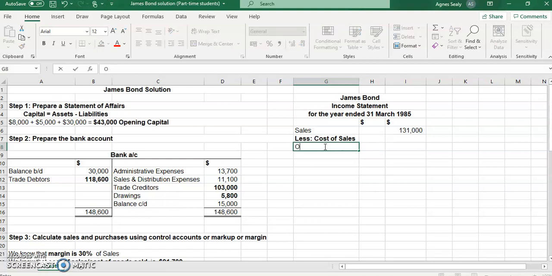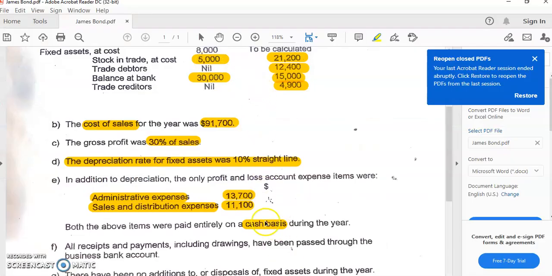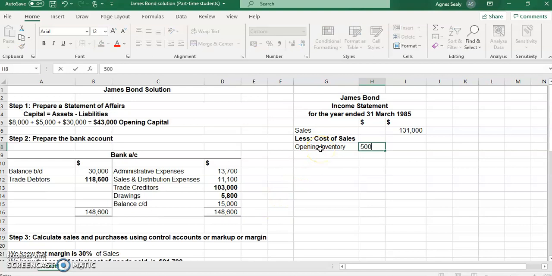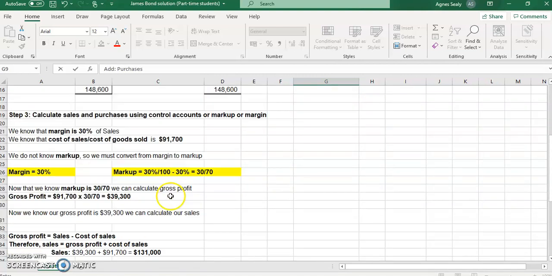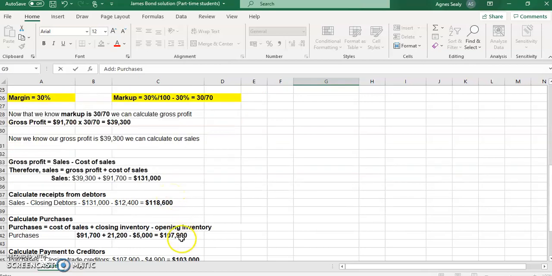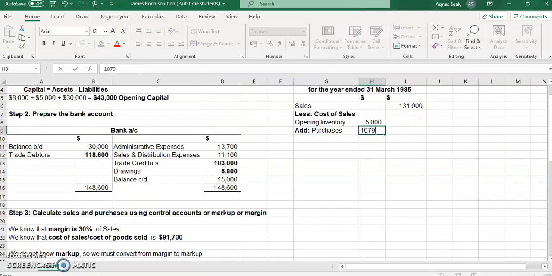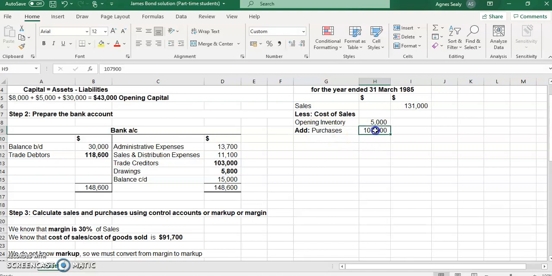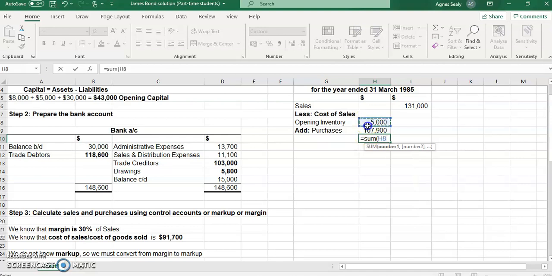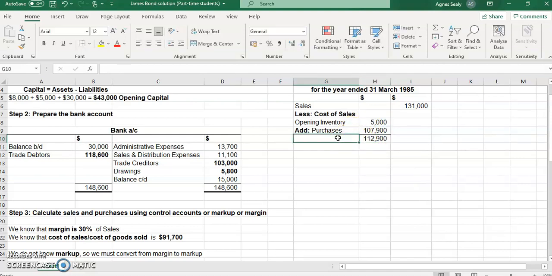We can start with our opening inventory. And our opening inventory in the question was $5,000. We're going to put in that $5,000 here. And to that, we are going to add our purchases that we calculated. And we calculated our purchases to be $107,900. That's our purchases, $107,900.